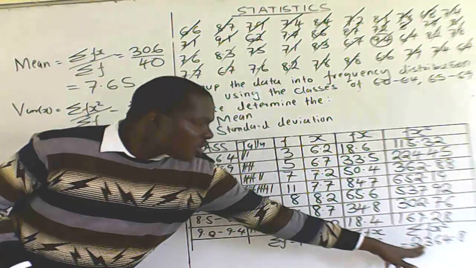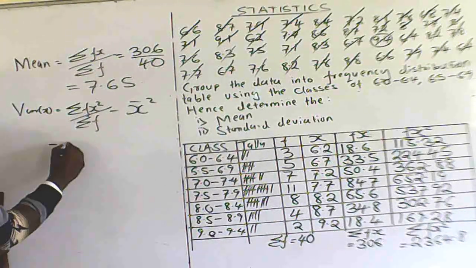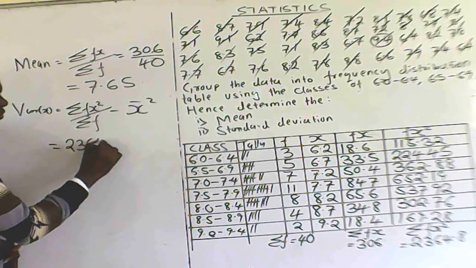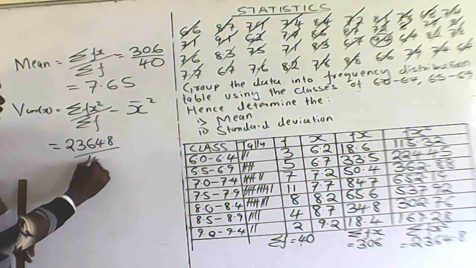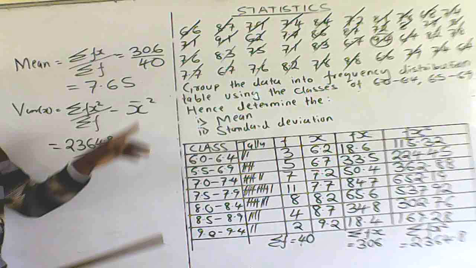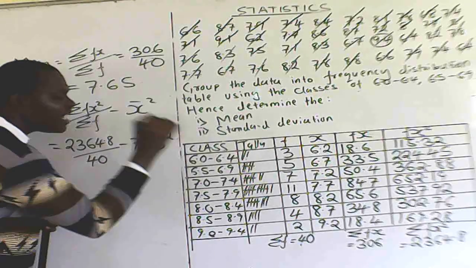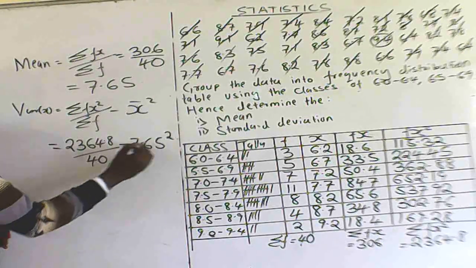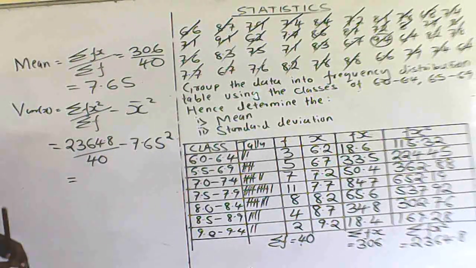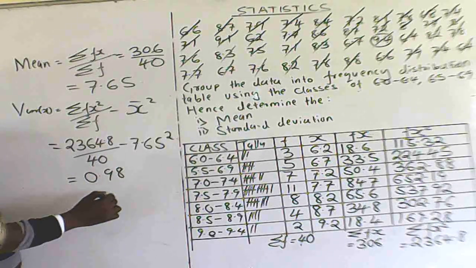Summation fx squared, you found it to be what? 2364.8. Then their total number, summation f was what? Was 40. Then it is minus the mean squared. And you already found the mean to be what? 7.65. Then that mean is squared, isn't it? So if you work out this in the calculator, what do you get with the variance of x?